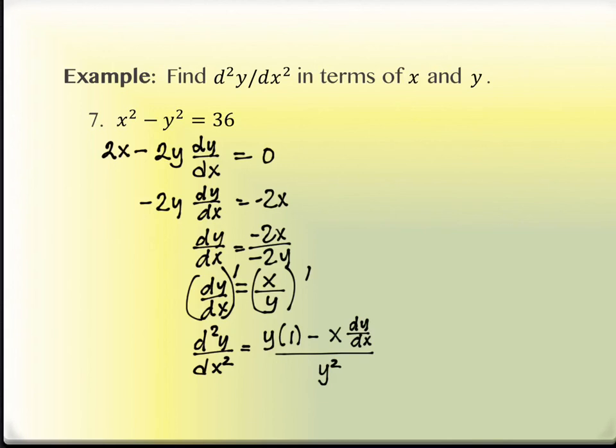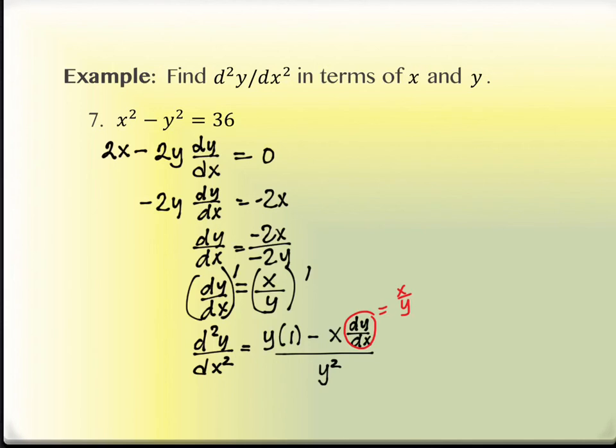I'm going to clean this up, but do you see how the dy dx popped up again? Yeah. dy dx cannot stay there. That's not acceptable. I need my second derivative in terms of x and y only. But I know what dy dx is. What is dy dx? It is x over y, right? It's right here. So this dy dx being x over y can be substituted for the dy dx here. That's what dy dx is equal to in this particular problem. So this piece right here is equal to x over y. I think I was saying it wrong out loud. I apologize. x over y.